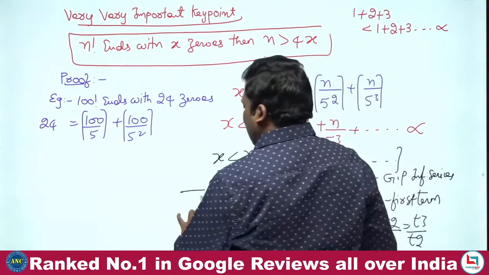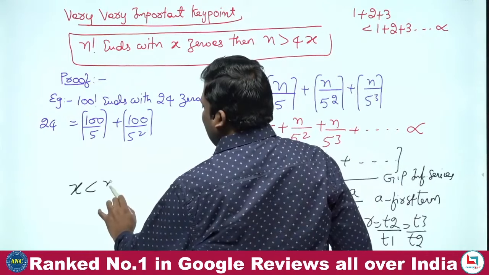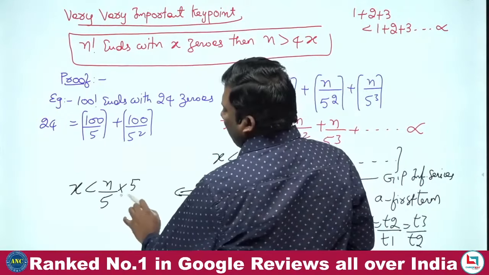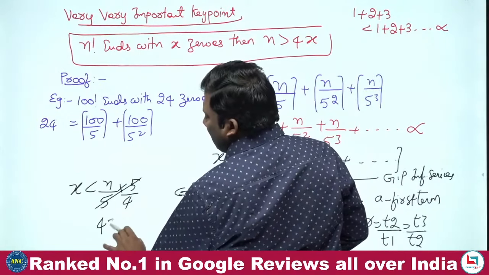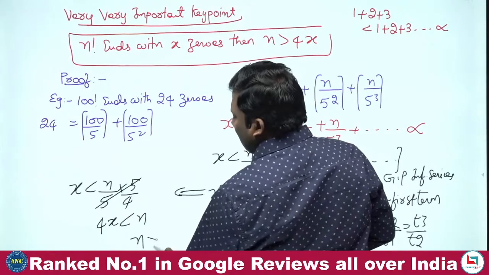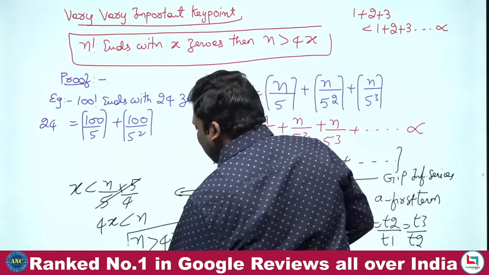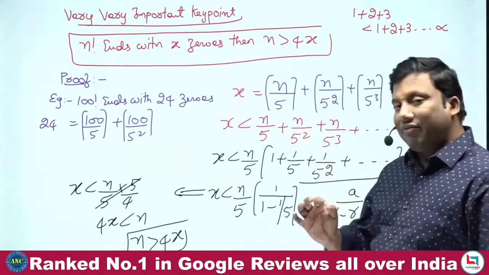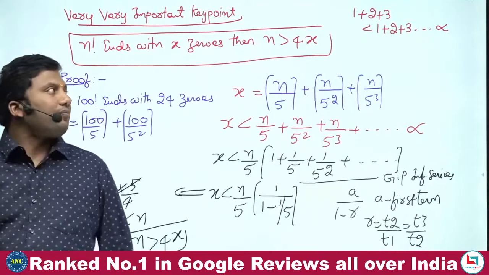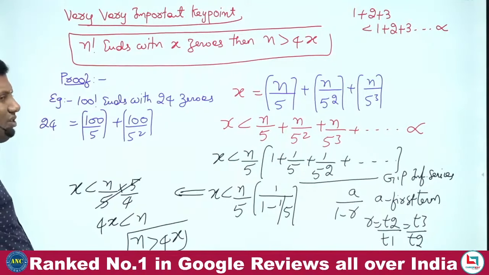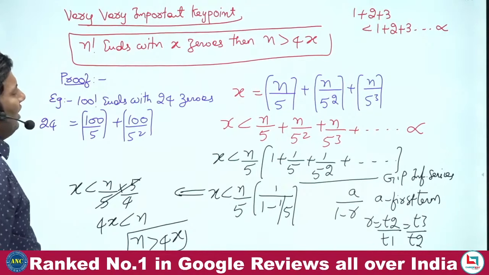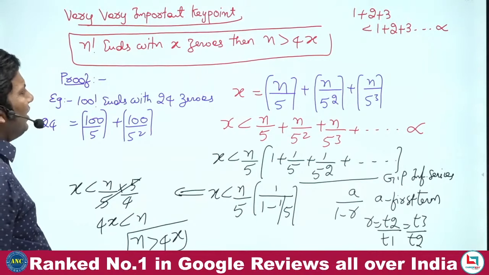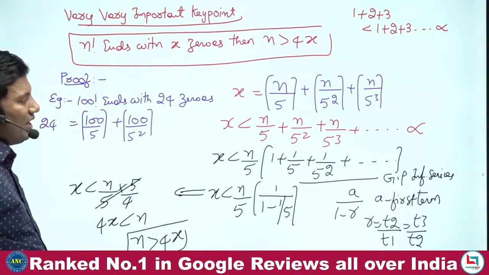So this will be x is less than n by 5 into 1 by 4 by 5. It is 5 by 4. 5 cancel. 4x is less than n. N is greater than 4x. Very, very important relationship. Make a note of this very important slide, sir. If n factorial is ending with x zeros, what is the relationship between n and x? N is greater than 4x.